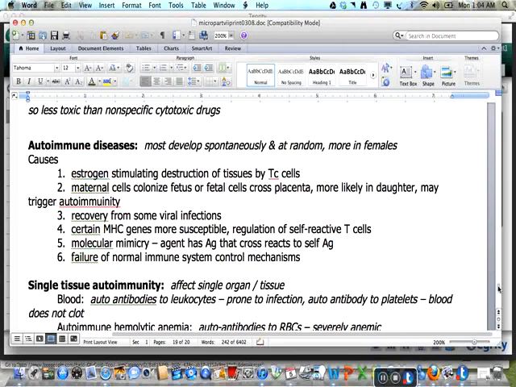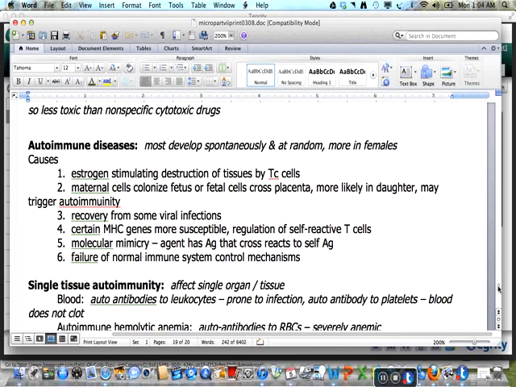Most autoimmune diseases develop spontaneously and at random. Nearly all are more common in females for several reasons. Estrogen stimulates the destruction of tissues by T cells. Maternal cells may colonize the fetus, or fetal cells may cross the placenta and trigger autoimmunity. This is more likely to occur with a daughter.